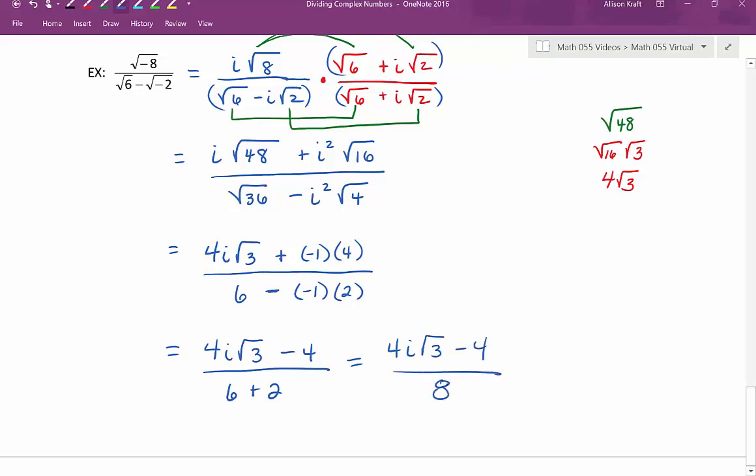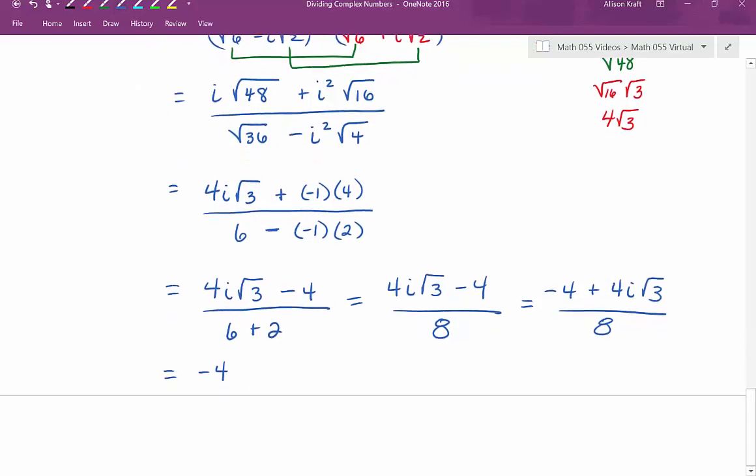We want to write this in complex form. So I'm going to rewrite the real part first and the imaginary part second. Negative 4 plus 4i square root of 3 over 8. But here we do have a common factor in the numerator and the denominator. So let's break this up into two separate fractions and simplify. Negative 4 over 8 plus 4i square root of 3 over 8.